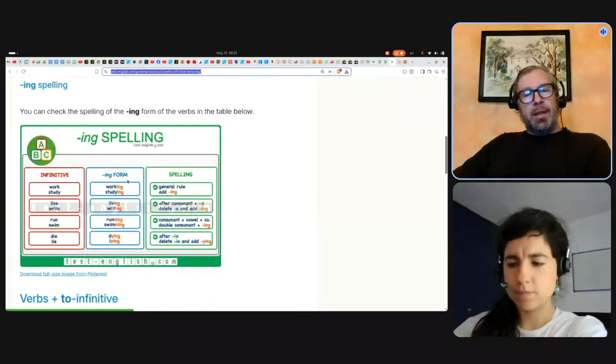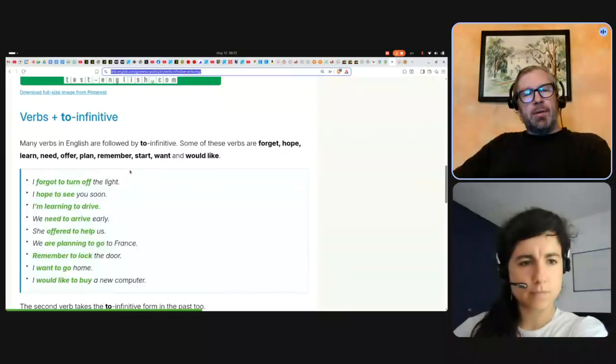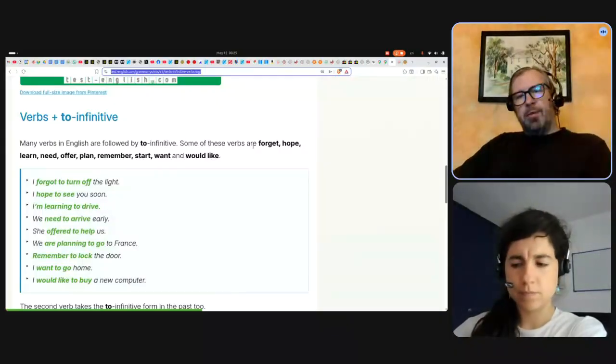You've got some rules for spelling here. You can study those. And then verbs before to in the infinitive are separate verbs. So forget, hope, learn, need, offer, plan, remember. You don't need to memorize this. We just need to get familiar with them.